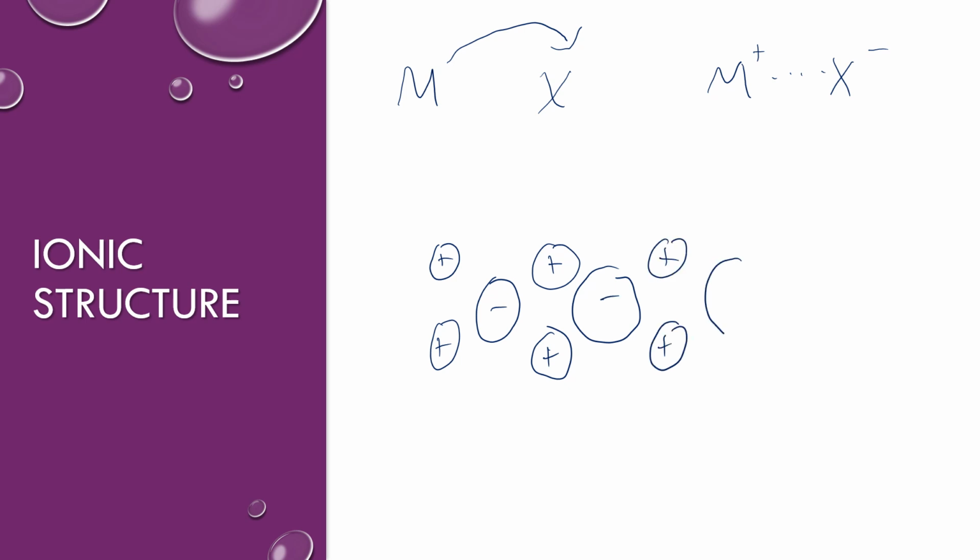It's going to have a slightly different structure depending on the formula of your ionic compound, but the positive charges will always be canceled out by the negative charges, and you will always have this repeating structure that forms a lattice.